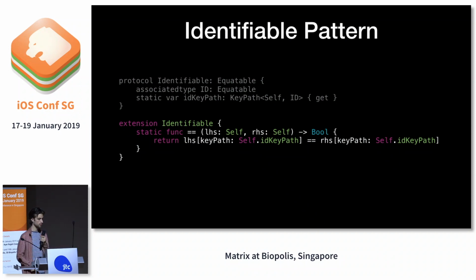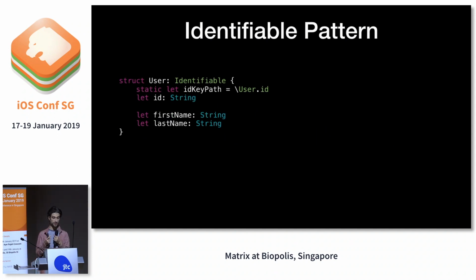Using this protocol, we write an extension where we implement the equality operator. Inside this operator, we are just going to do the comparison using the key path for the property that is the ID. So it's kind of straightforward. And then the interesting part is when we actually want to use this protocol in a type. Here I have defined a struct User. It has two fields, a first name and a last name, and a third field which is the ID. It's also going to declare the ID key path protocol requirement from the Identifiable protocol, and it's going to say that the field that you need to use as an ID is user.id.